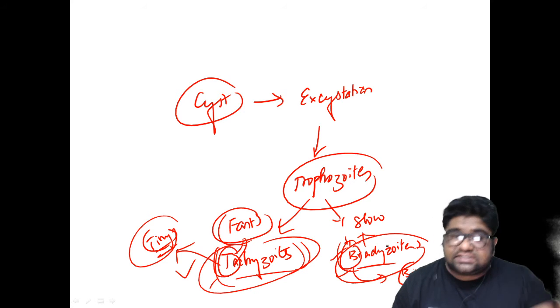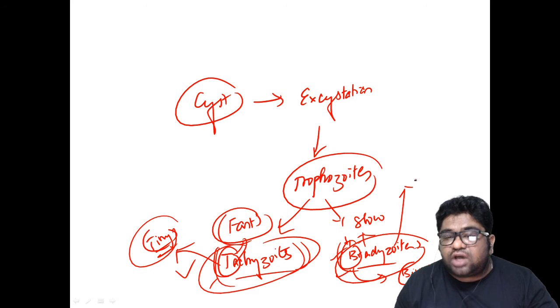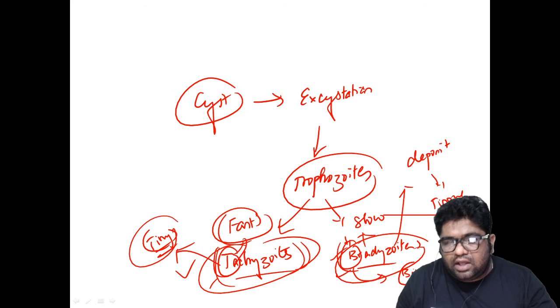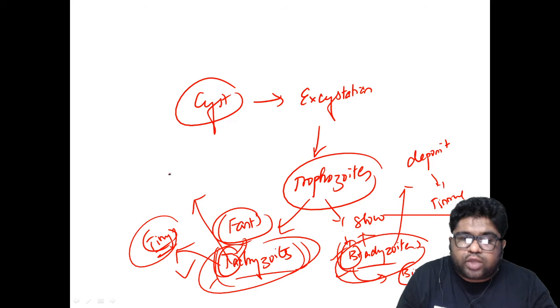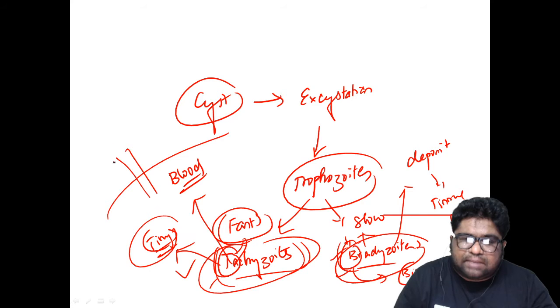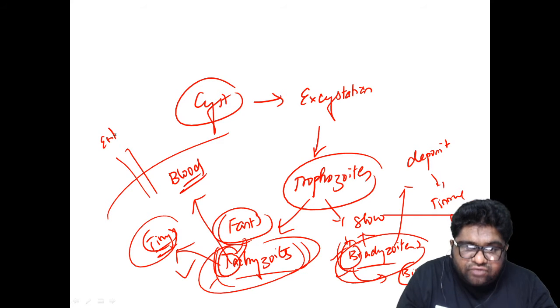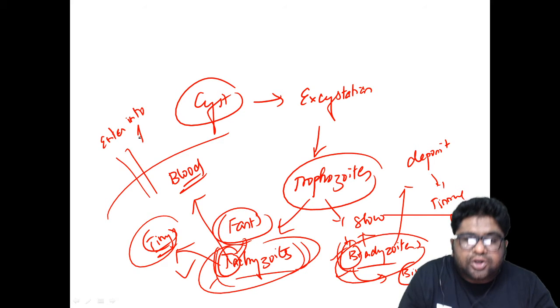Now, what is the next information you have to know? Bradyzoites are the ones who can go and deposit in the tissue and they can become tissue cysts once again. While tachyzoites are the ones who can float in the blood. Because of their smaller size, they can float in the blood, they can cross the placenta, and they can enter into the fetal circulation.